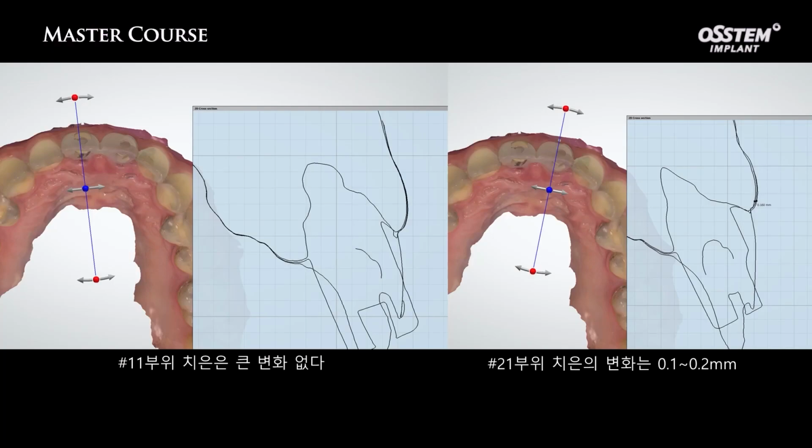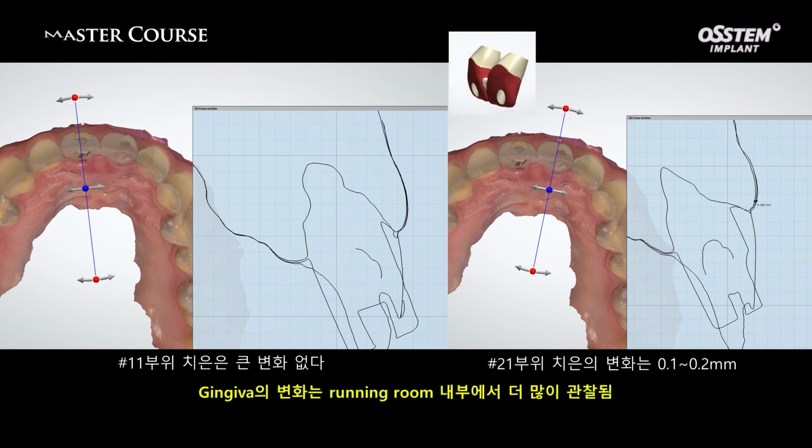In number 11 and 21, as you can see, you see 3 scanned, and when temporary is in or out, the external shape of the gingiva is not that much changed with 11 or 21. But here, on the inside, not outside but inside, in the running room area, it's a bit differently shaped from the temporary. It seems to be a bit pushed toward the inside.